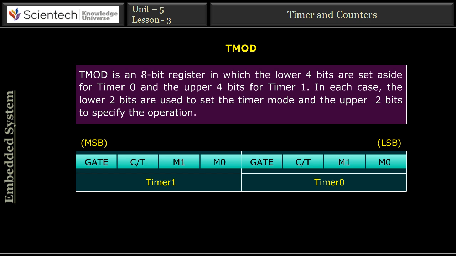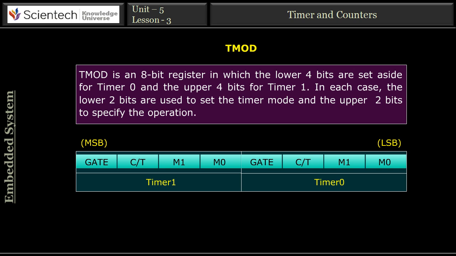Next, we are going to discuss the TMOD register, that is, timer mode register. Both timer 0 and timer 1 use this register to set the various timer operation modes. TMOD is an 8-bit register, in which the lower 4 bits are set aside for timer 0, and the upper 4 bits for timer 1.